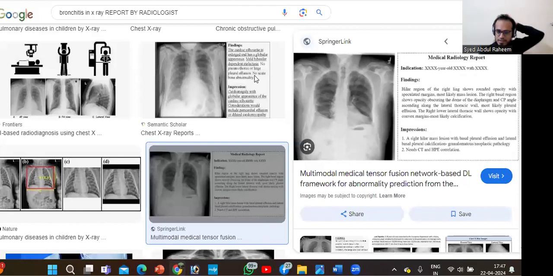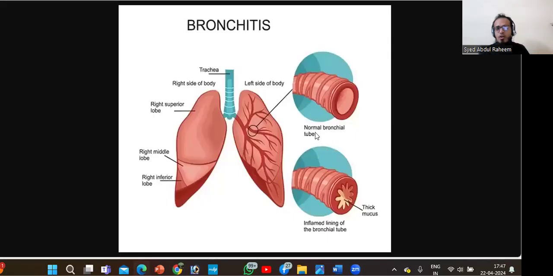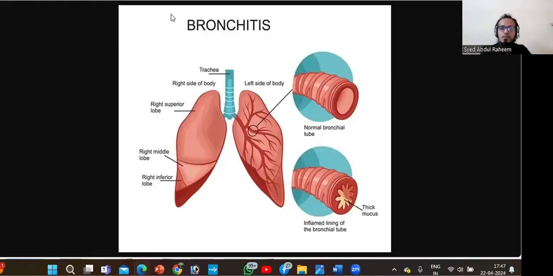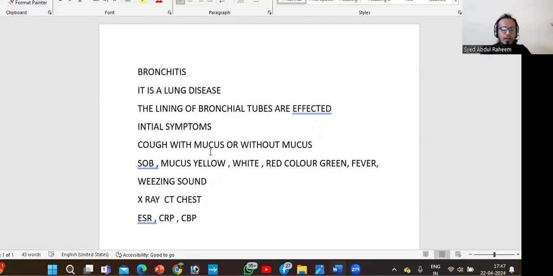Other things you can see: this is the bronchi, or normal bronchial tube. This is the thick mucus. Here we have the epithelial tissue. Due to the inflammation, the epithelial tissue gathers the mucus there. So you can see the inflammation in the bronchi. So this is the bronchi, bronchioles, and other issues, bronchitis.